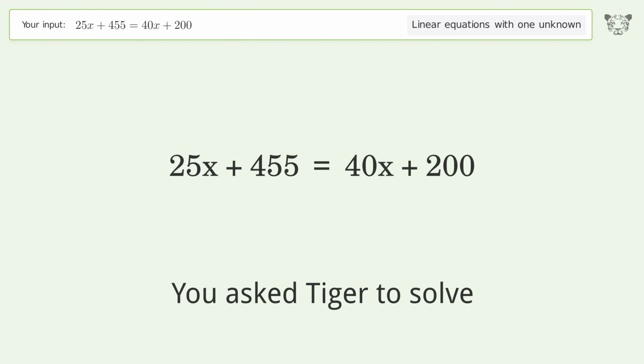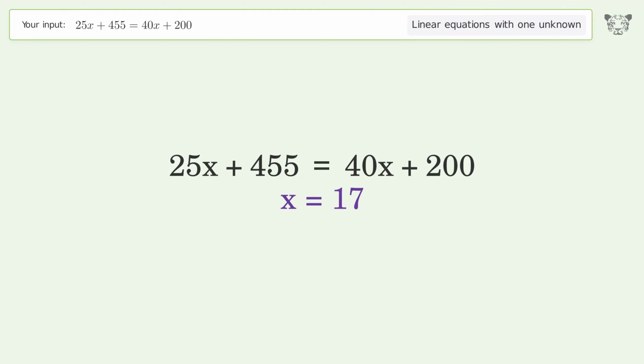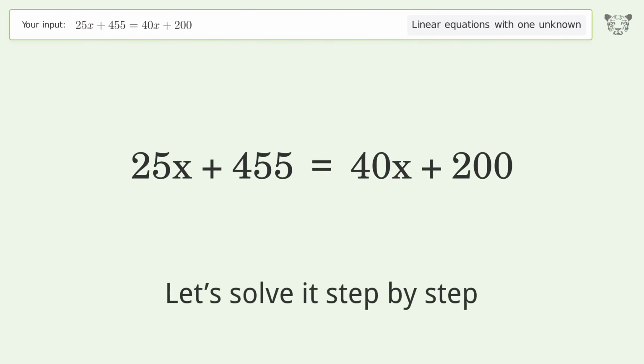You ask Tiger to solve this. It deals with linear equations with one unknown. The final result is x equals 17. Let's solve it step by step.